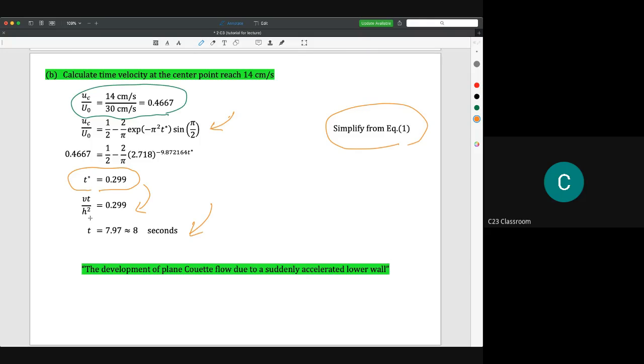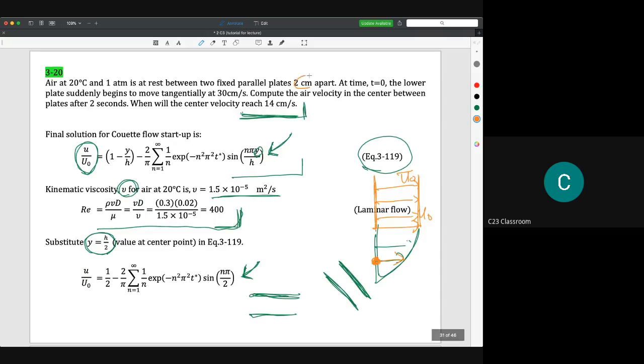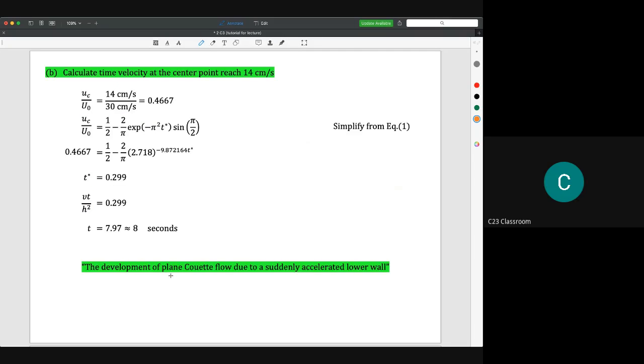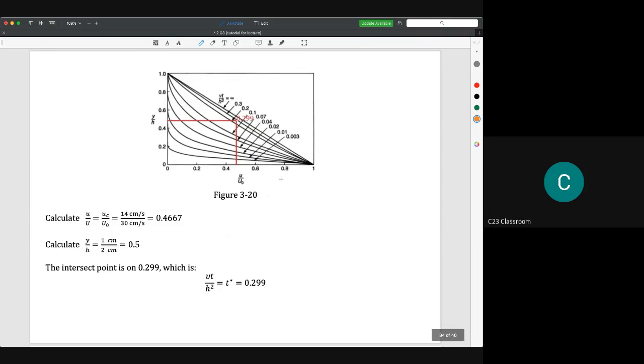Okay, so the value of h here is actually the gap. From the question, if you see the question, it is 2 centimeters apart. And then if you read a textbook, we could have the idea of the development of plane Couette flow due to a suddenly accelerated lower wall. So yeah, you could see figure 3.20. We found that if the u over u here is 0.4667, we could arrange it to something at this area. And then we calculated the center.